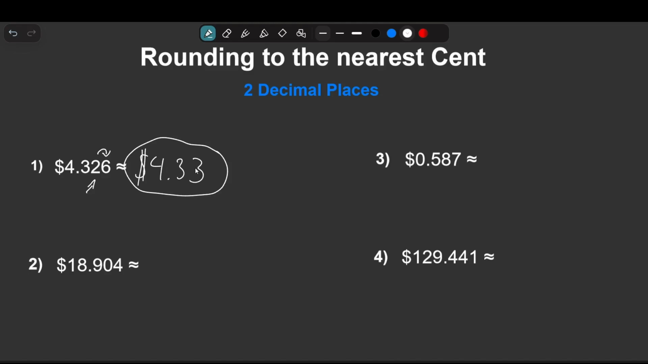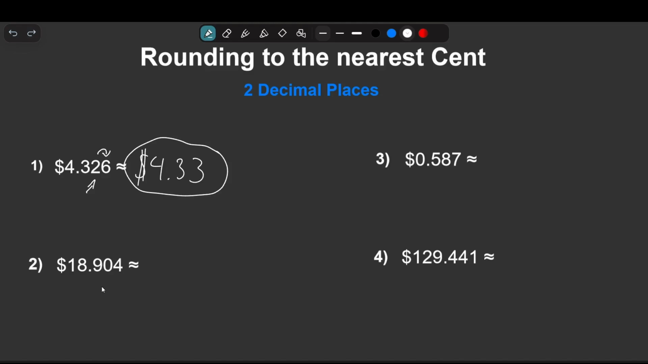Let's jump straight into our second example. For our second example, we have $18.904. This doesn't make any sense, because with money, you can't go to the thousandths place, since this basically is 4/10 of 1 cent. This 4 right here, we can't utilize in real life. So we have to round this.